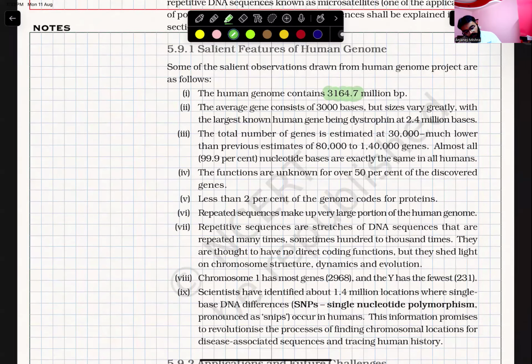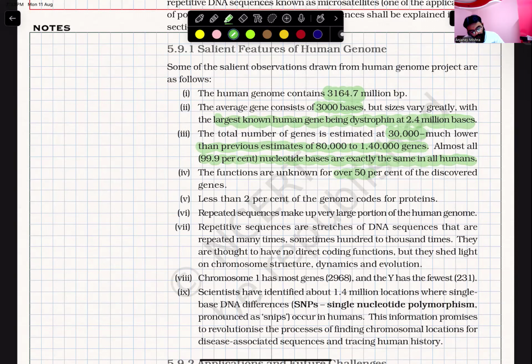It contains 3,164.7 million base pairs, which basically translates to 3 billion base pairs. Average size of a gene is 3,000 bases, but it can go up to the largest known gene with 2.4 million bases. Total number of genes is estimated at 30,000, which is much lower than the previous count of 80,000 to 1,40,000. And almost 99.9% nucleotide bases are exactly the same in all humans. The only difference is 3 into 10 to the power 6, which we study in DNA fingerprinting.